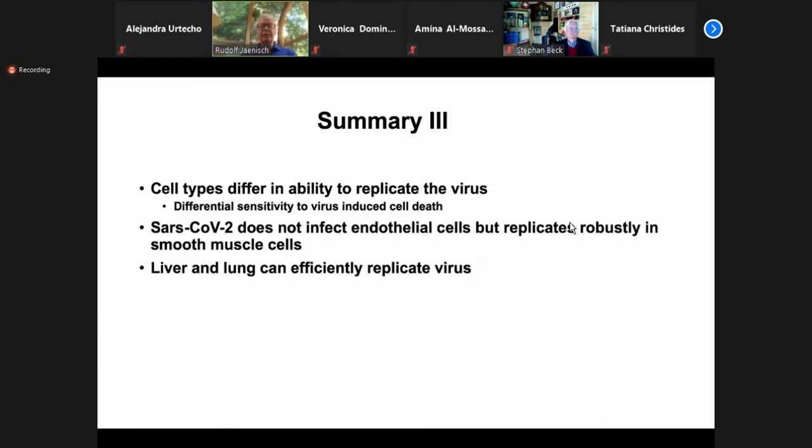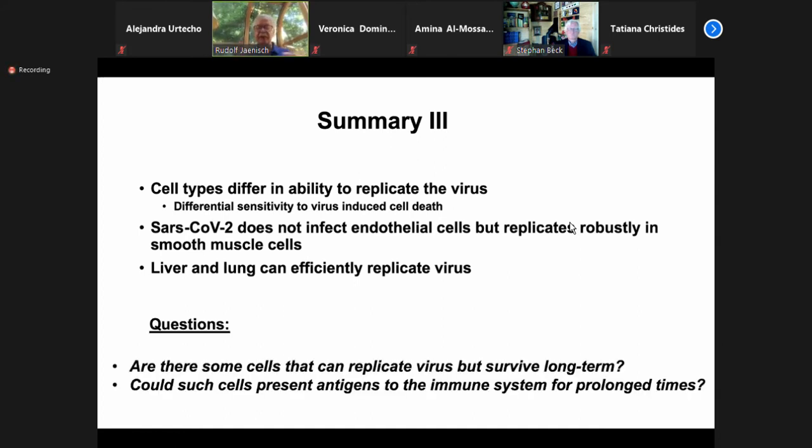So my final summary, cell types differ in the ability to replicate the virus. There's clearly differential sensitivity to virus-induced cell death. SARS-CoV-2 does not infect endothelial cells, but can replicate robustly in smooth muscle cells. Now, whatever that means for the disease, of course, we do not know. That's all in culture experiments. And liver and lung can efficiently replicate virus, again in culture.